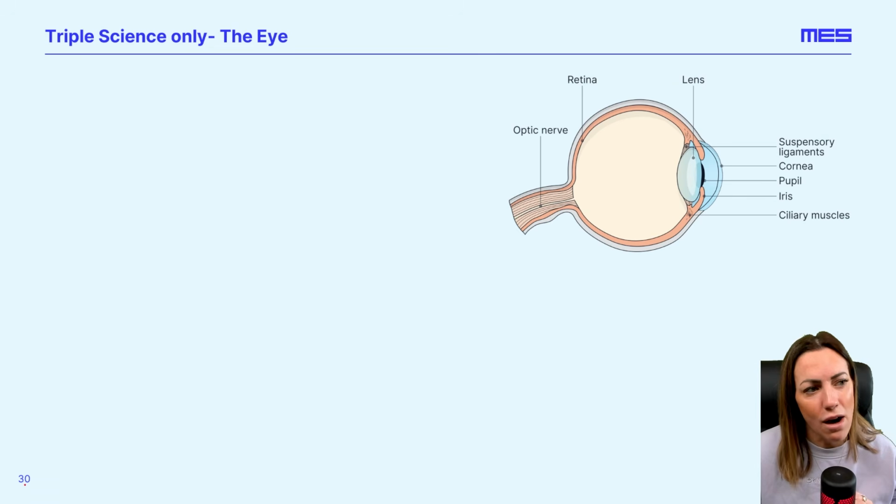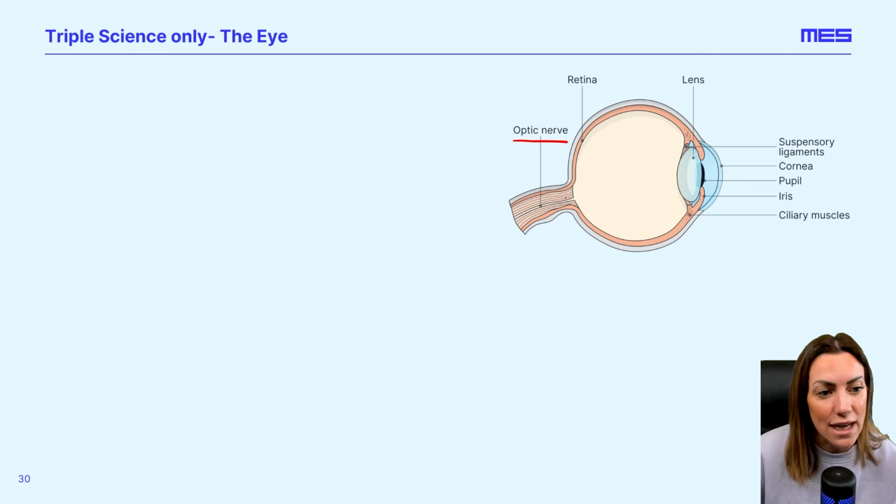Now, the next part of the triple science spec for Module 5 is all about the eye. Again, you have to be able to label the main structures in the eye. So let's look at that first. At the back of the eye, we have the optic nerve that will send electrical impulses to the brain. And then the back surface of the eye, the back inner surface of the eye, is known as the retina.